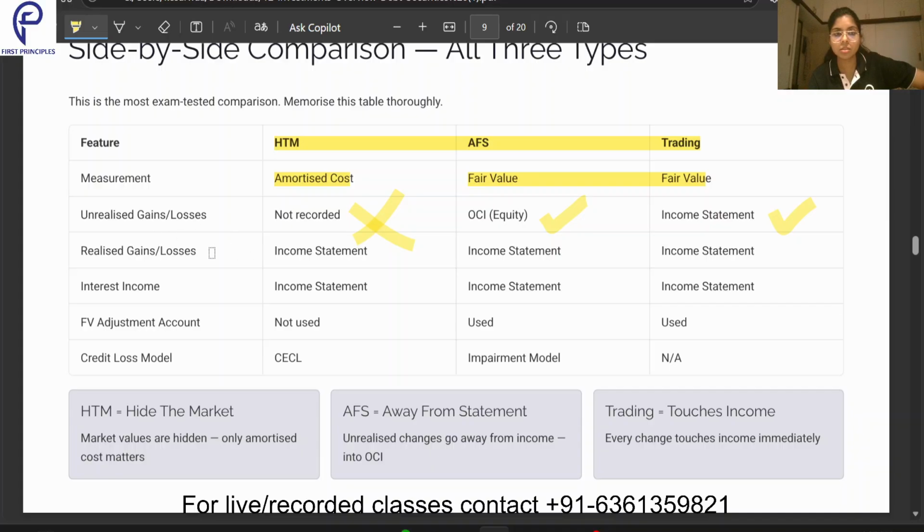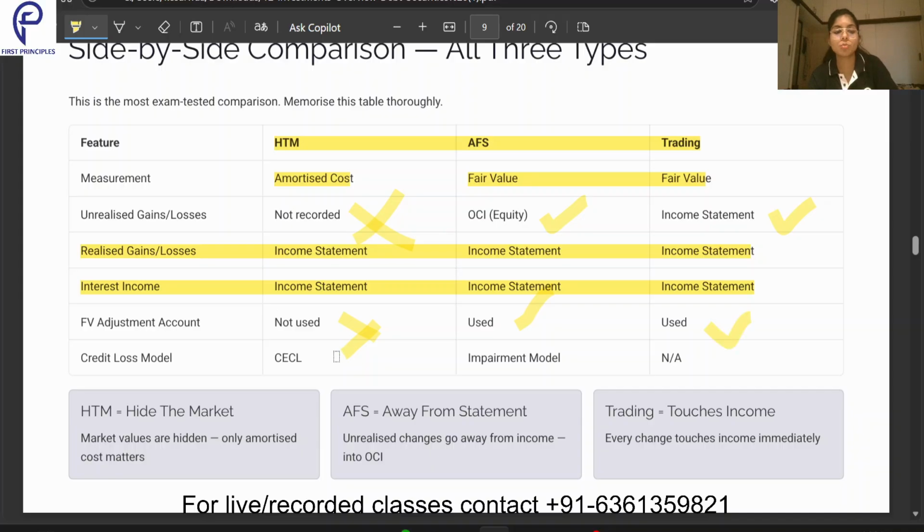Realized gains and losses, every realized gain and loss goes to income statement in the category of all three securities. Then interest income for all three will go in the income statement. Then fair value adjustment not used. Why? Because this is carried at amortized cost. Fair value adjustment, it is there. Fair value adjustment, this is there.